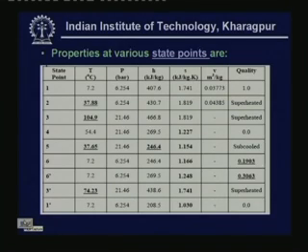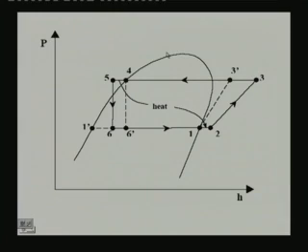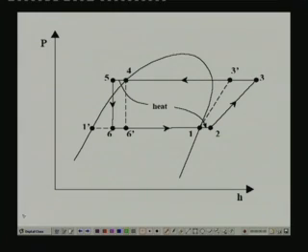Now, as we have done in the last lecture, the first thing we do is find out the various properties at all the state points. So, let me first once again show the state points. State point 1 is the outlet of the evaporator, which is in saturated condition, and the temperature is 7.2 degrees centigrade. And state point 2 is the exit condition of the liquid suction heat exchanger, and it has a temperature of 37.88 as we have just computed.